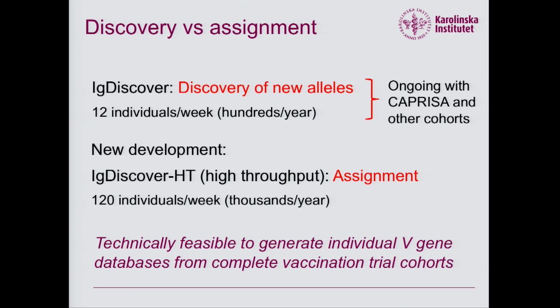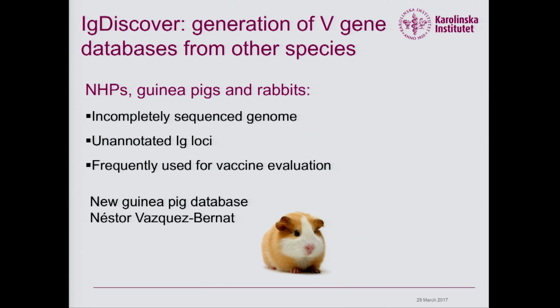And so with that, I really want to make the point that it is now feasible to generate individualized V gene databases from really large cohorts of people, including vaccine trials, such as those that are ongoing, for example, in South Africa right now. ID-Discover is also extremely useful for generating de novo databases where there is very little information available. And this includes various experimental animal models where there is either very little information or no information at all. And one of the tasks that we've just completed is to generate databases for the guinea pig, and this is presented at this meeting.